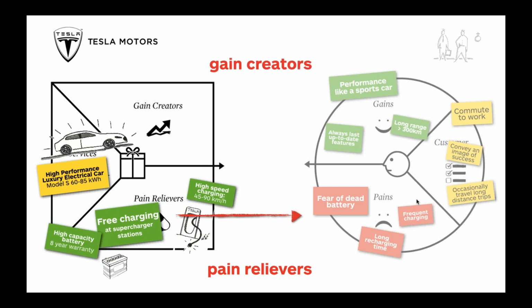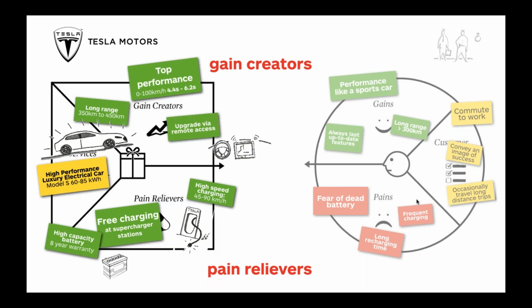So for gain creators, wow, it's fast. There's other components of the car that we could break down as far as the products and services there. The torque converter is incredible. There's all kinds of things in the drivetrain that allow it to achieve that performance. But the gain creator is, hey, we have top performance, which connects to the customer gain they were looking for, which was performance like a sports car.